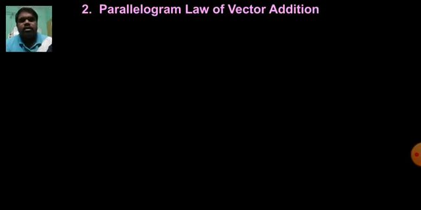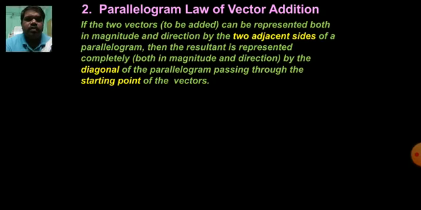Next, this was about the triangle law of addition of vectors. Now the second one, that is the parallelogram law of vector addition. Let us see this law: if two vectors can be represented both in magnitude and direction by the two adjacent sides of a parallelogram, then the resultant is represented completely by the diagonal of the parallelogram passing through the starting point of the vectors.